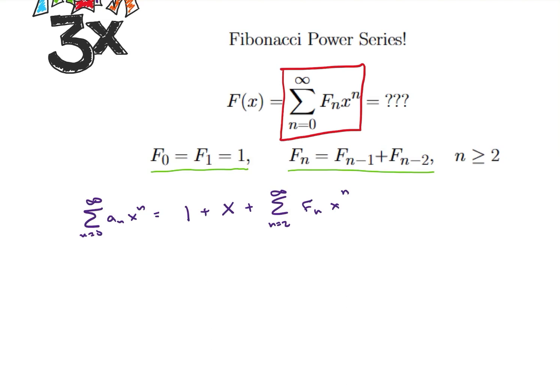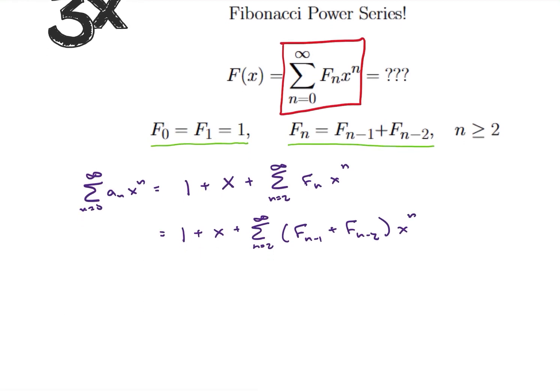Okay, so let's go ahead and look at this. What are those f sub n's going to look like? I just said above in the green that those are going to look like the sum from n equals 2 to infinity of f sub n, which is f sub n minus 1 plus f sub n minus 2, times x to the n.